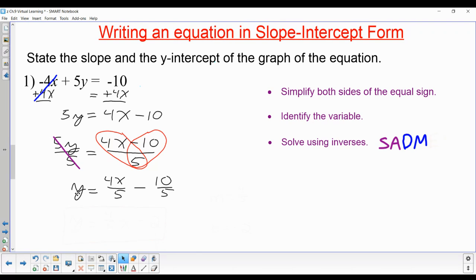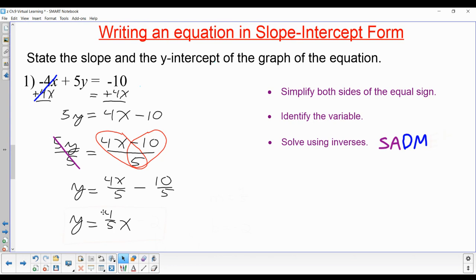Now the y is all by itself, so we're already mostly in slope-intercept form. I just have to simplify my final answer. So I'll have y equals, and for my first term, my 4x over 5, I want to write it in slope-intercept form, where I have a number next to the x. So my number is going to be the fraction 4/5 times x. X is technically x over 1. It's still 4 and x in the numerator and 5 in the denominator, but now it's written in slope-intercept form.